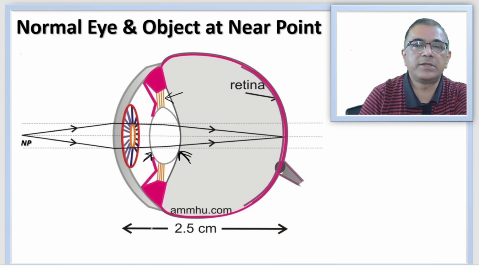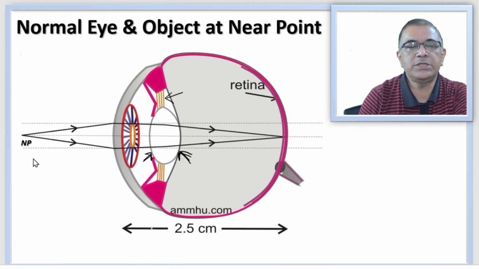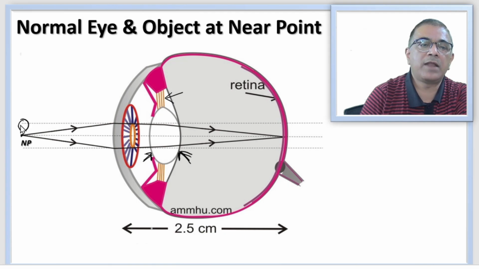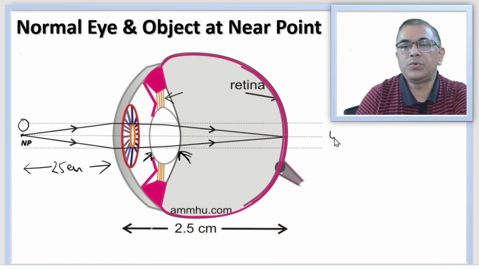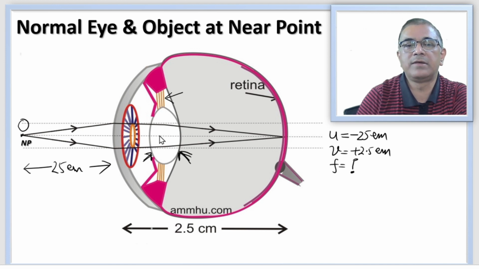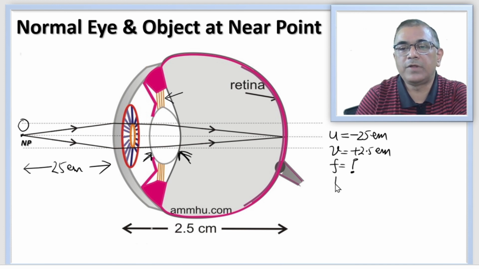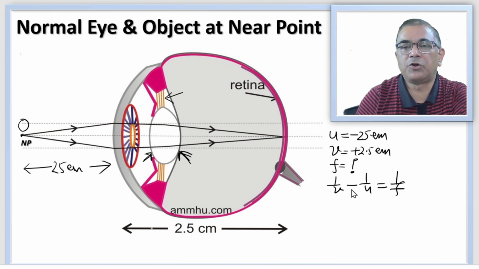Now let's come to the other extreme situation. In this situation, the object has been placed at the near point of the eye, and the distance happens to be 25 centimeter. Is that right? For this case, u is equals to minus 25 centimeter, v is equals to plus 2.5 centimeter. Let's try to find out the focal length in this case. You see, focal length in this case decreases, and over here let's use the lens formula, 1 by v minus 1 by u is equals to 1 by f. Let's see what we get.